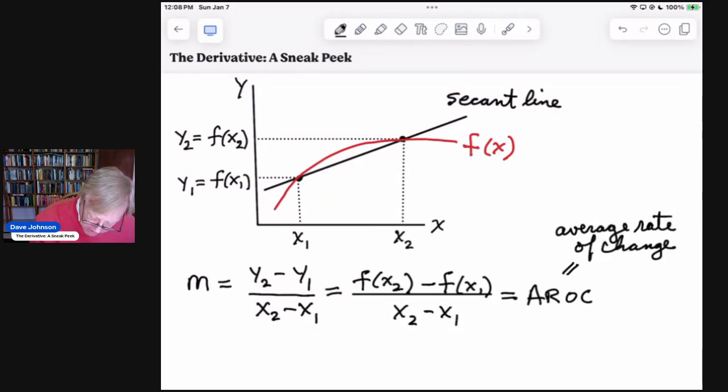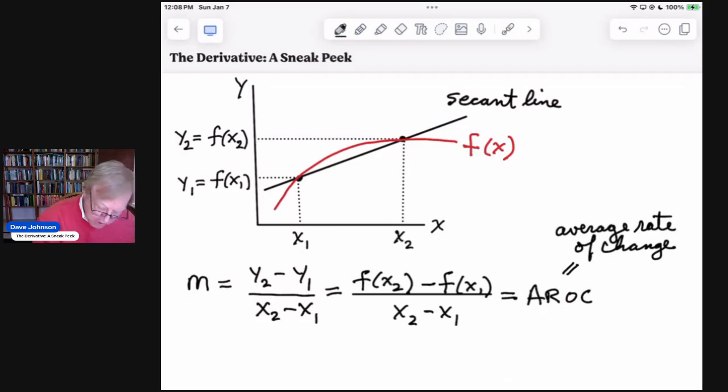You may have already seen this applied to curves, but the idea is you pick 2 points on the curve, you find the slope of the line between the two points, and we call that the average rate of change. I like to call it the AROC, average rate of change. And notice the average rate of change is the slope of the secant line.